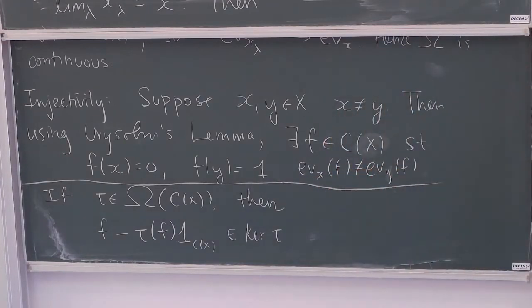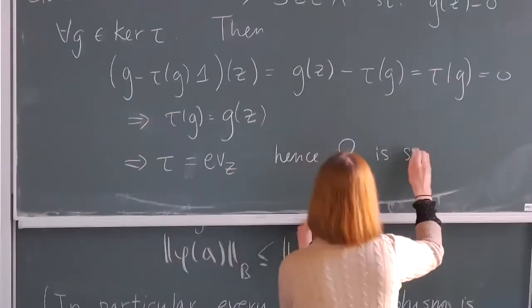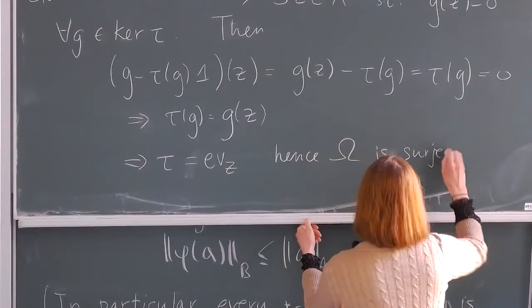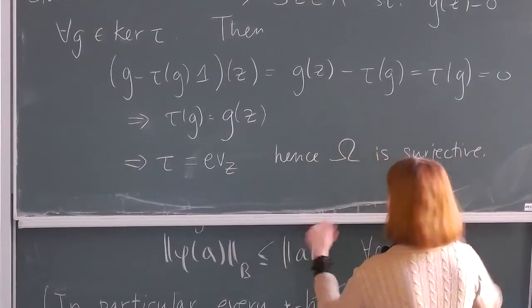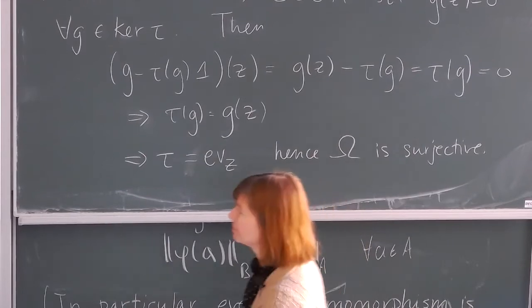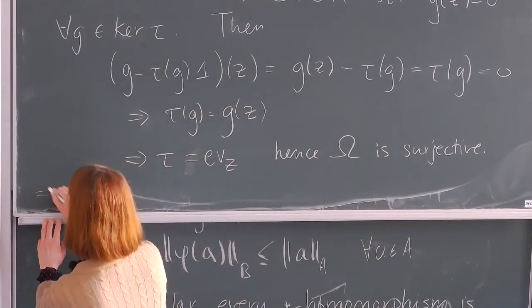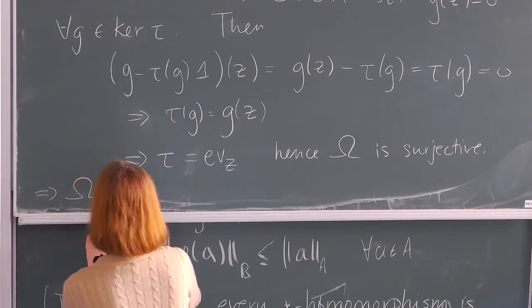Anyway, so this shows that it is surjective. Okay, so we've shown that we have a continuous bijection from a compact space, which is automatically a homeomorphism.